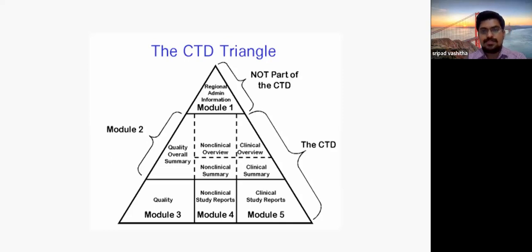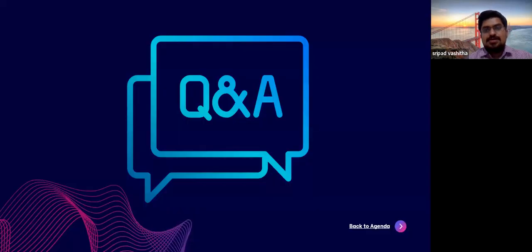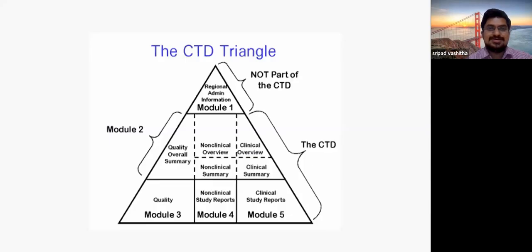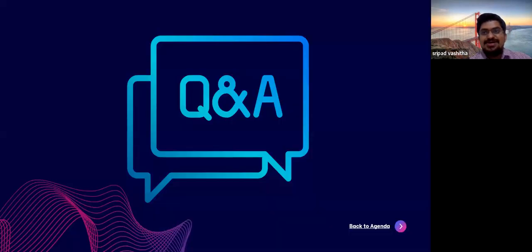Is that clear? Any doubts on this? I think we can go on and on. I don't know how much you'll be able to grasp if I go further into the ACTD or CTD for that matter. Do you have any questions?